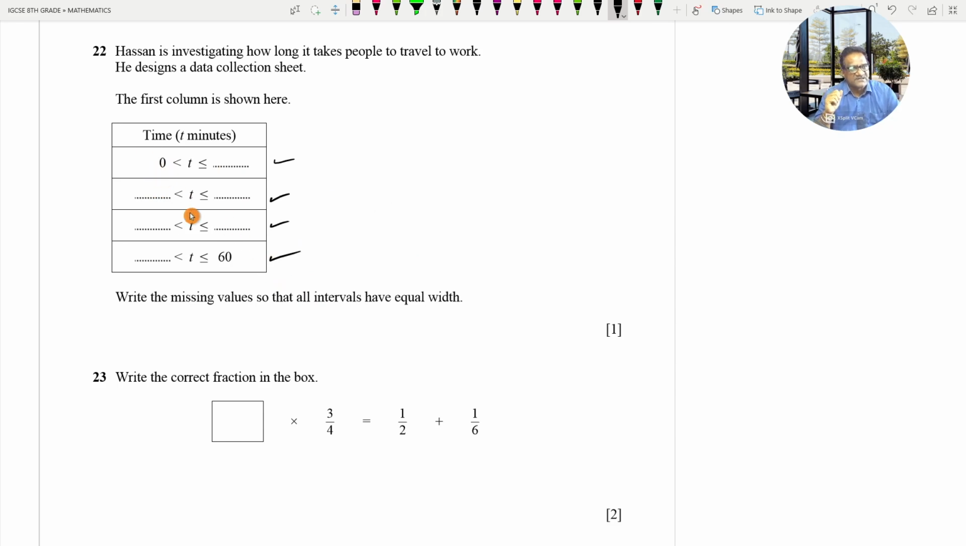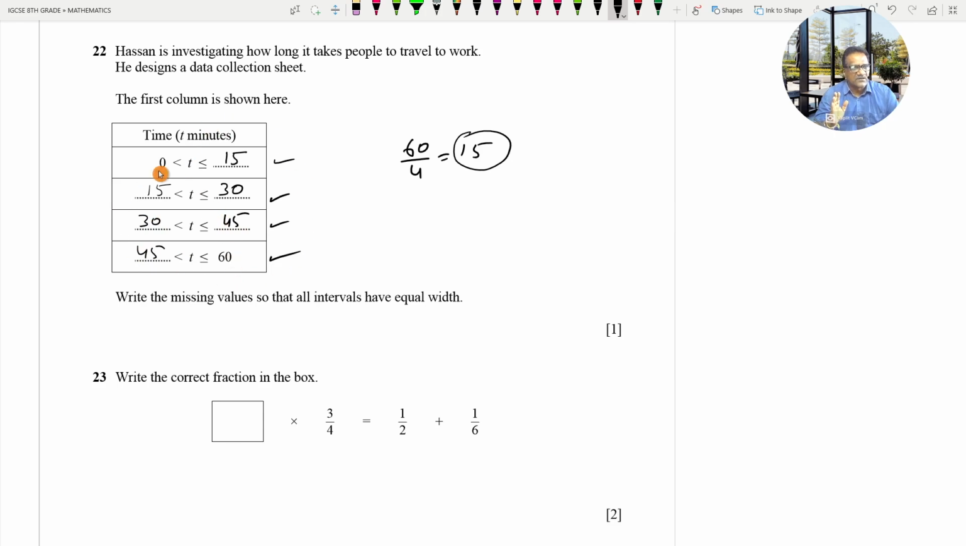So total observation is from 0 to 60. So 60 divided by 4, because there are 4 class intervals. 60 divided by 4 works out to 15. So each class interval should be of 15 width. So here I'll write 0 to 15. Then 15 will be repeated here because this has to be a continuous class interval. So again starting from 15, here I'll put 30. Again 30 will be repeated here. Here I'll put 45. Again 45 will be repeated here, and here I'll get 60.